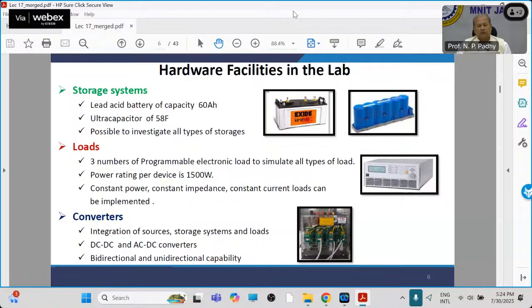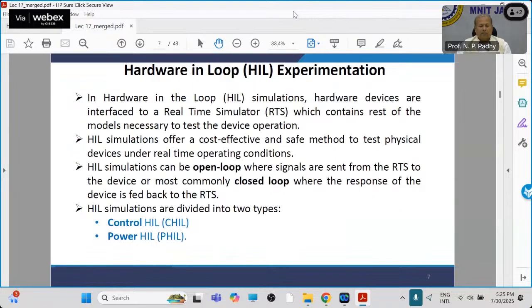So this is 3 programmable electronic loads to simulate all types of loads, either DC or AC, up to 1.5 kilowatt. Then we have different types of converters, and then we move to hardware in loop simulation. It is popularly known as HIL.